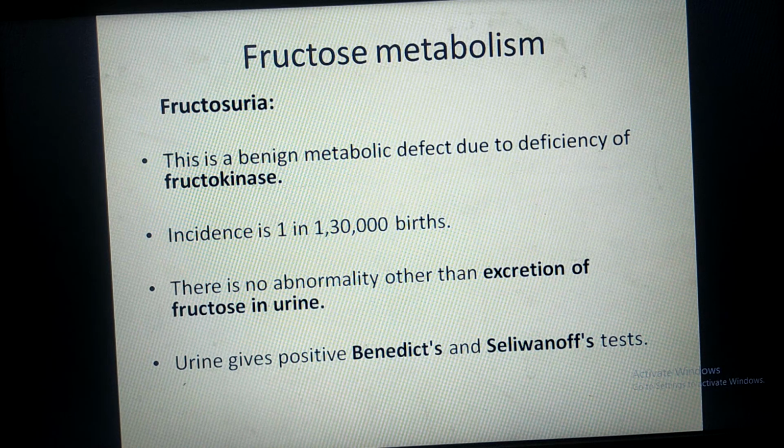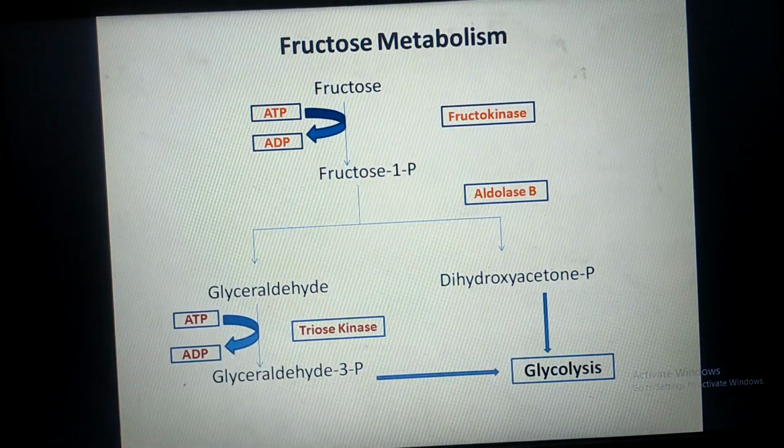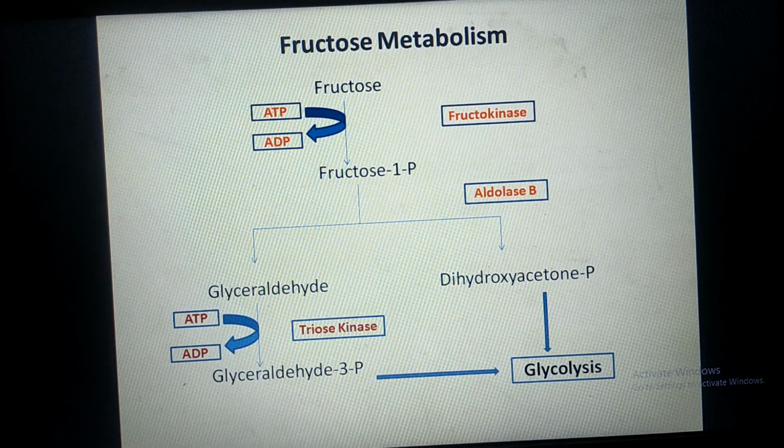It is a benign, that means less harmful, condition. Here the enzyme deficiency is fructokinase. So the enzyme fructokinase is deficient in the liver. Therefore, free fructose is not converted into fructose 1-phosphate. The level of fructose in the blood increases.